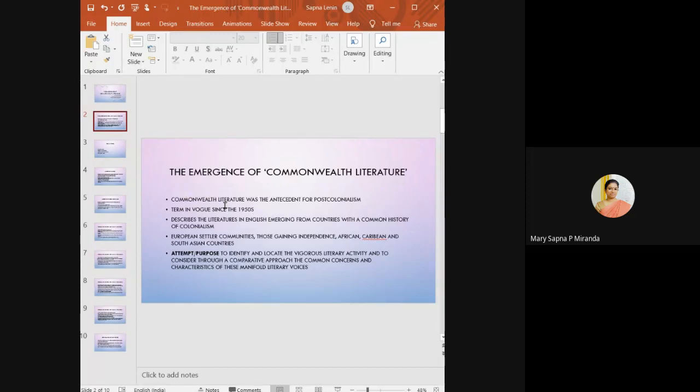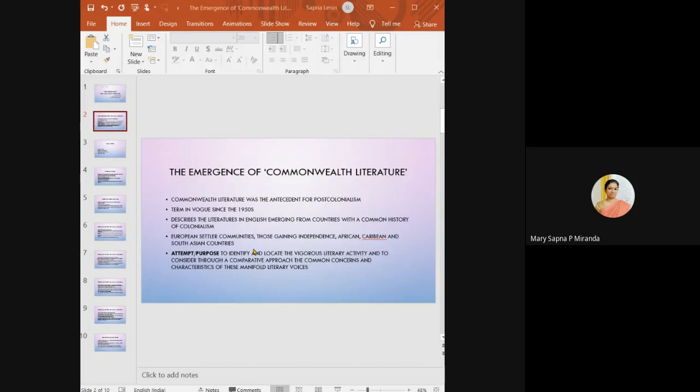So first we are going to look at what this Commonwealth literature is, or what was the criteria using which various critics clubbed together the literatures from all these various countries which were earlier under the British rule. This term Commonwealth and Commonwealth literature was in fashion, in use since the 1950s. So this was spoken of and used by academics in many universities in the West.